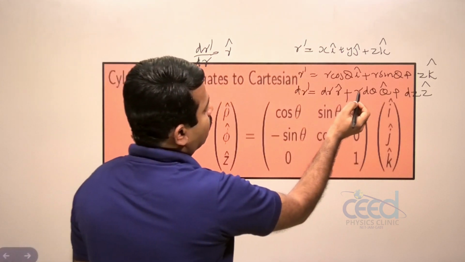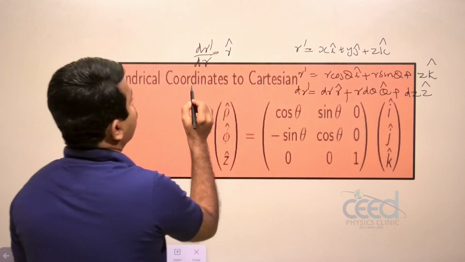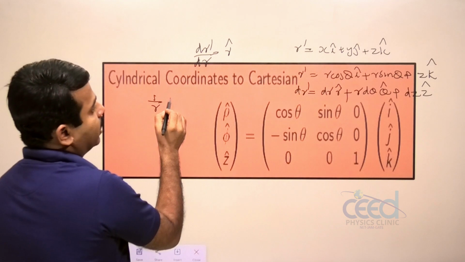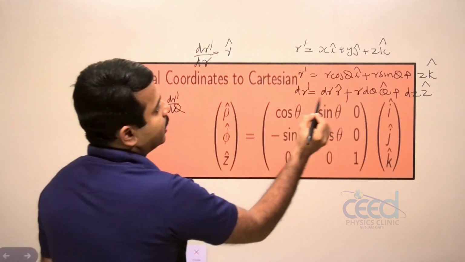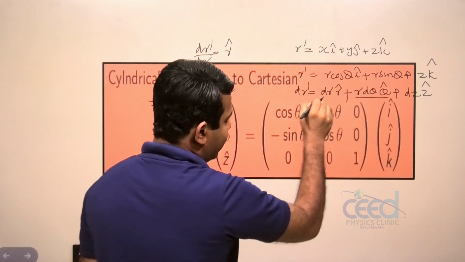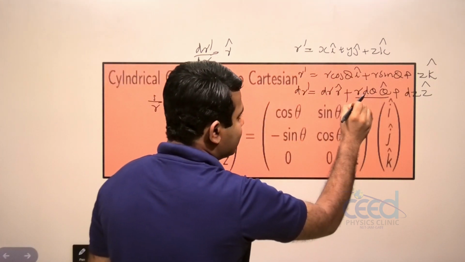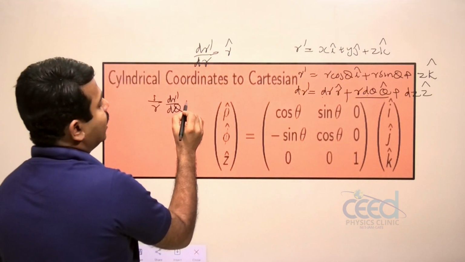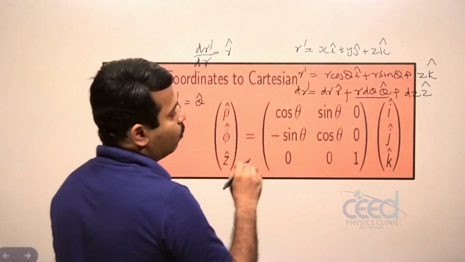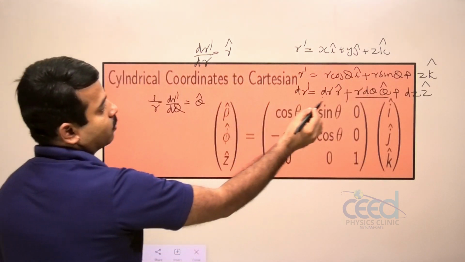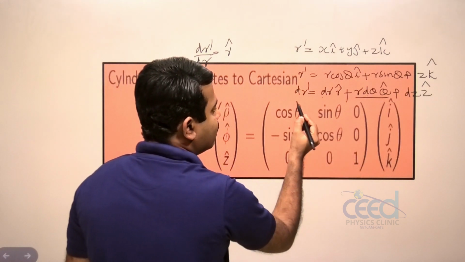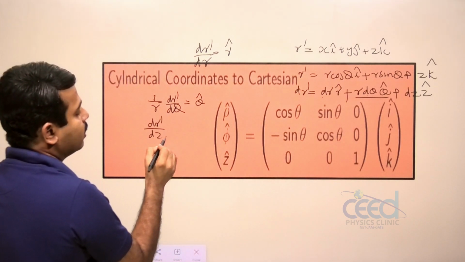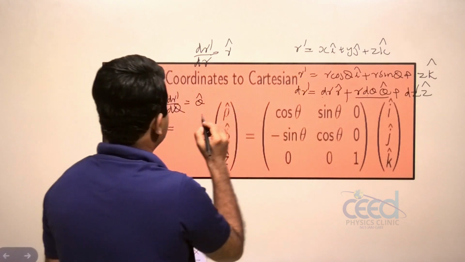Now here this r dθ comes here, what you get is 1 by r, this r coming here, dθ coming here, then dr' by dθ is θ cap only. This term, with respect to dθ I am differentiating, so dθ is the variable, the dr part is 0, the dz part is 0, then this is equal to θ cap, alright. Now dz: regarding dz, I am differentiating dr' with respect to dz, then dr' by dz, what is that? That is our z cap, right?